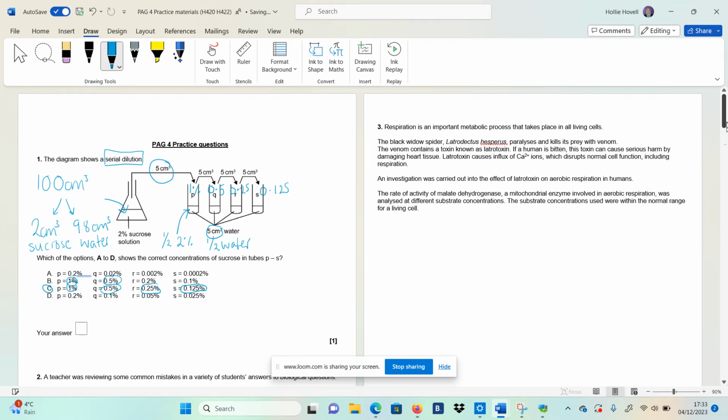Question number 3. Respiration is an important metabolic process that takes place in all living cells. The black widow spider, and then it gives you the Latin name, paralyzes and kills its prey with venom.